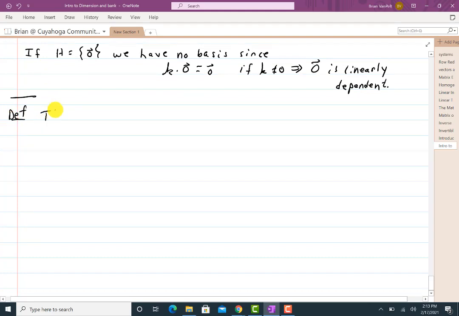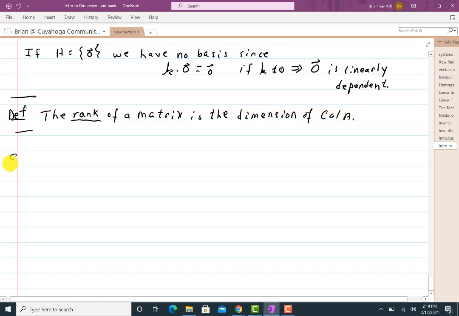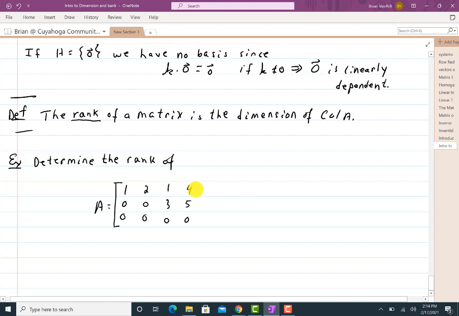Definition: the rank of a matrix A is the dimension of Col A. As a quick example, determine the rank of, and here let me see, A has 4 columns and 3 rows. So I have 1 0 0, 2 0 0, 1 3 0, 4 5 0.